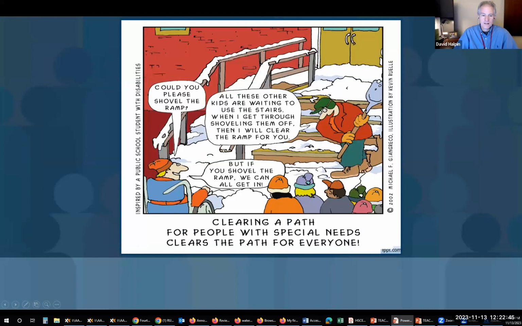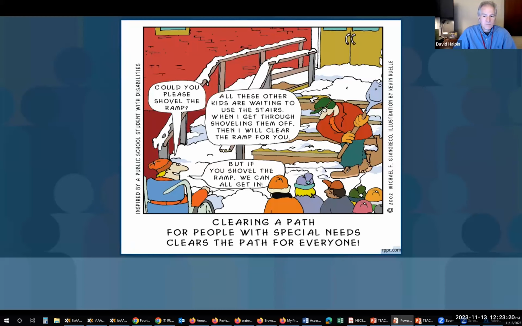Now here's kind of a related cartoon that I've seen a lot that ties back to what Vianne was talking about, but it also ties to inclusion. So in this cartoon, we have a set of kids who are waiting to get into school, and there's a man shoveling the steps. And a disabled child, he says, "Could you please shovel the ramp?" And the man says, "Well, all these other kids are waiting to use the stairs. When I get through shoveling them off, I will clear the ramp for you." And the child says, "But if you shovel the ramp, we can all get in."